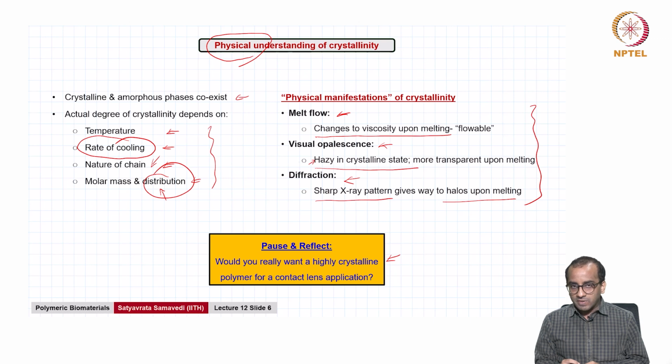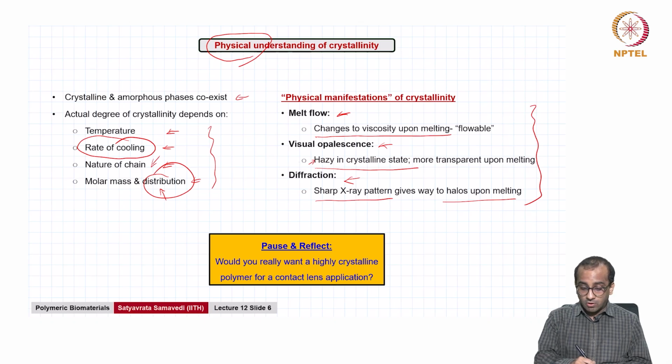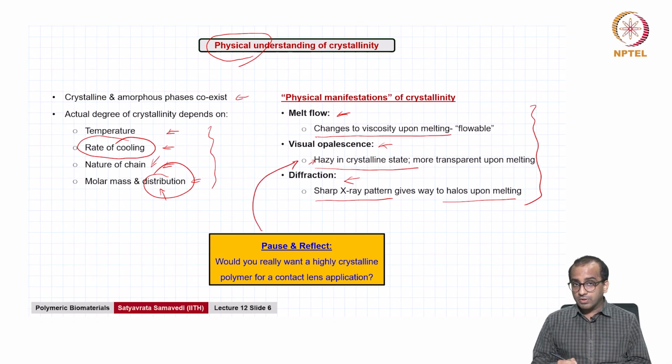This is sort of a loaded question because if you really think about it, the way to approach this question is to ask what kind of properties are required for a contact lens application. If you are able to connect crystallinity to the optical properties as shown here, then you can immediately see that crystalline polymers will not be favorable, both from the perspective of optical properties and from the fact that many of them will have very low oxygen permeability.